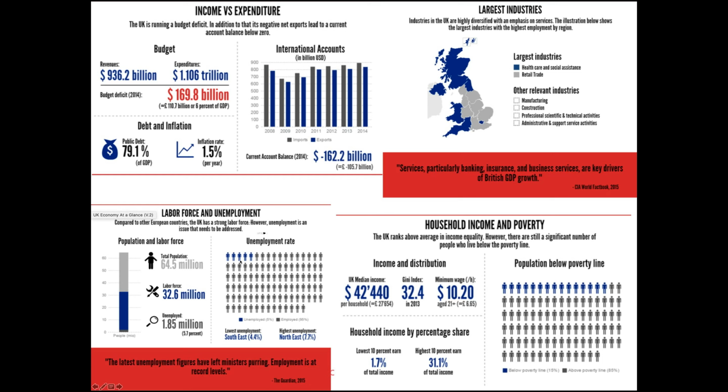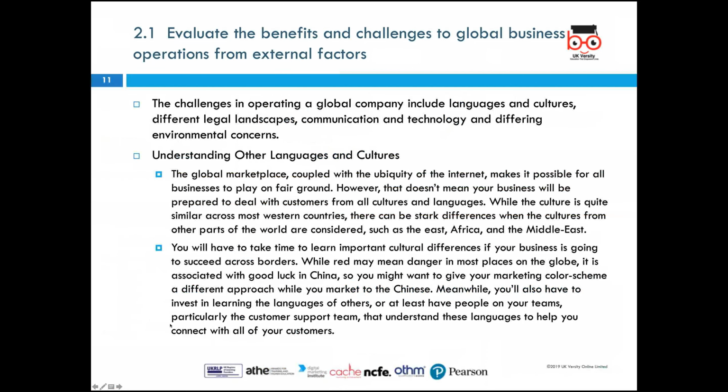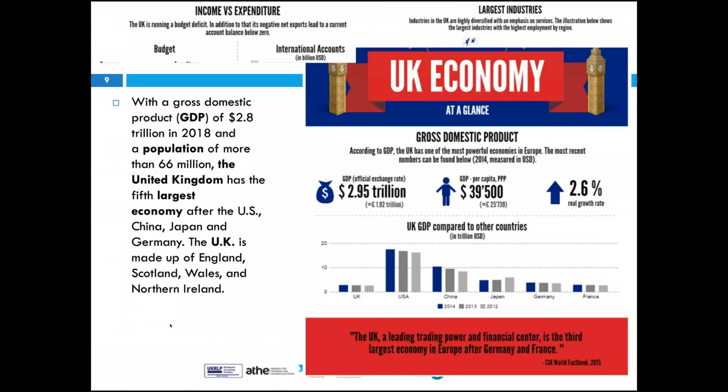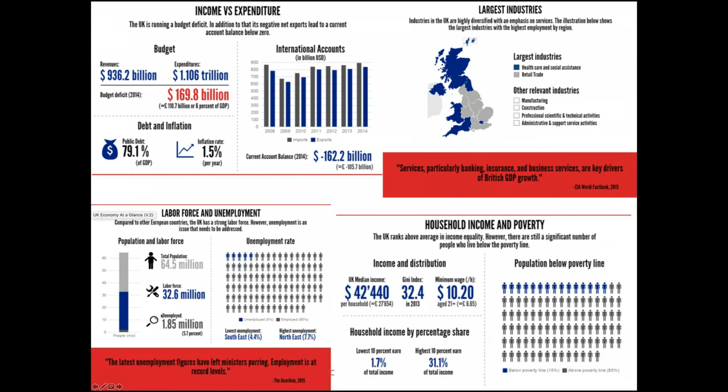Now on this side of the chart, we look at labor force and unemployment. What is the population of the UK? The population of the UK is 64.5 million as per the last census. Out of this, 32.6 million people are employed. The total number of unemployed people in the UK is 1.85 million, which is a 5.7% unemployment rate.